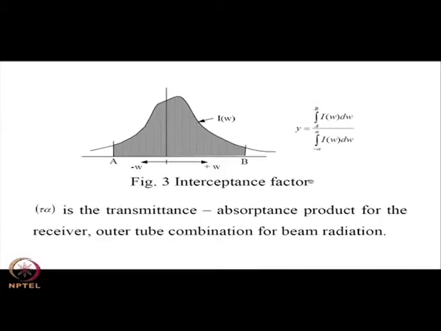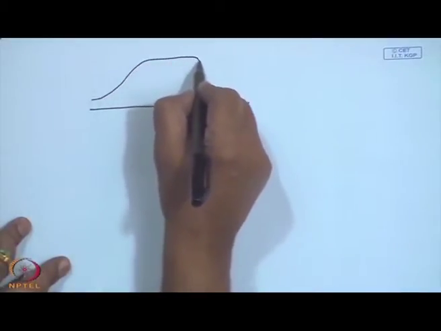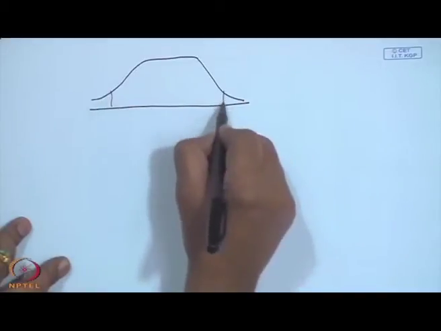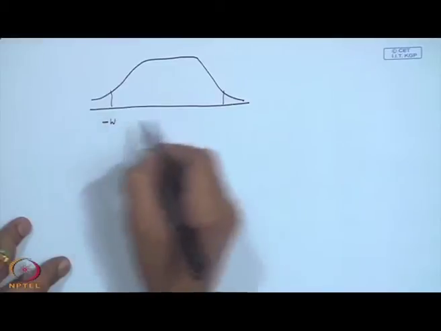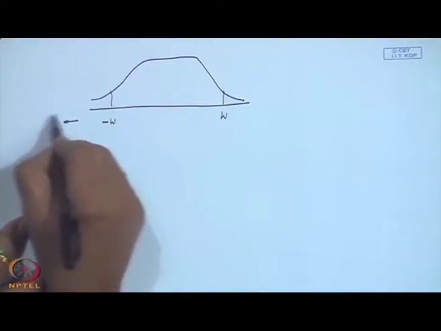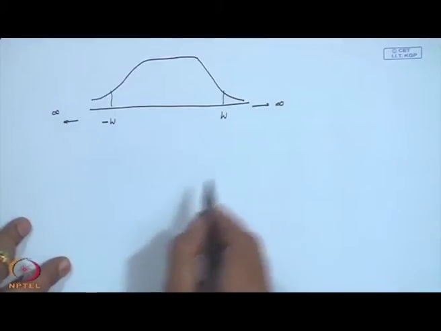So, schematically you can show something like this. If this is the distribution of the intensity on the receiver plane with a finite width of minus w to plus w, and this may be going, as I said, to infinity on both sides, no matter how small it is.